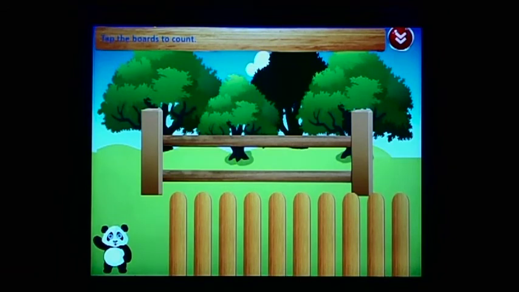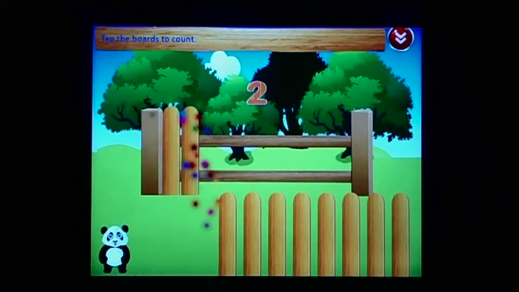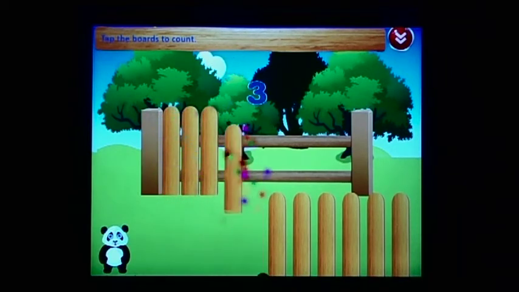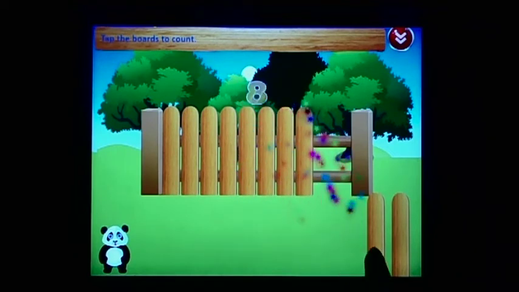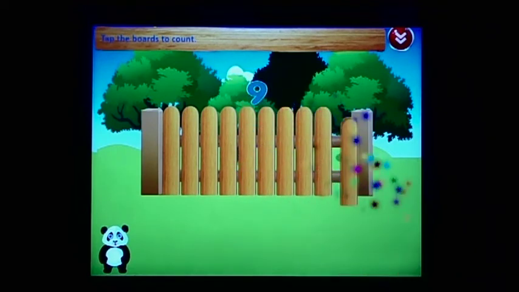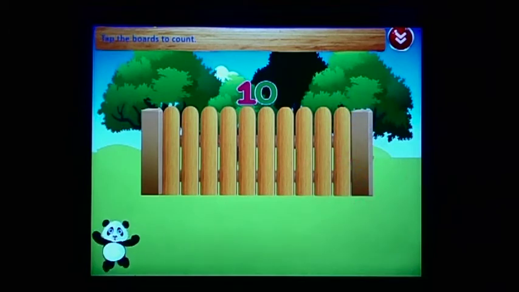Tap the boards to count them. 1, 2, 3, 4, 5, 6, 7, 8, 9, 10. Keep going! You can do it! F for fence.